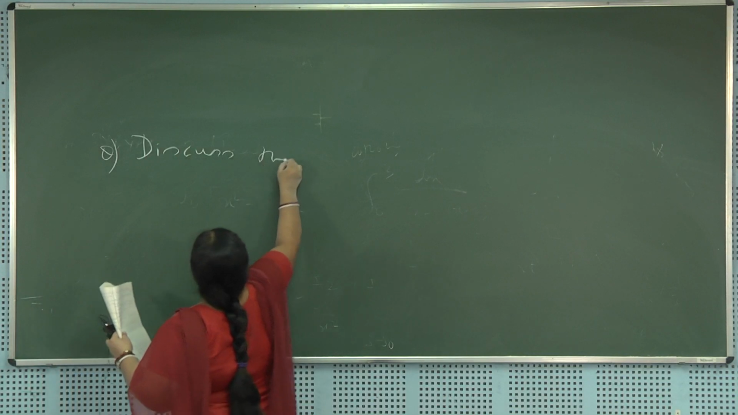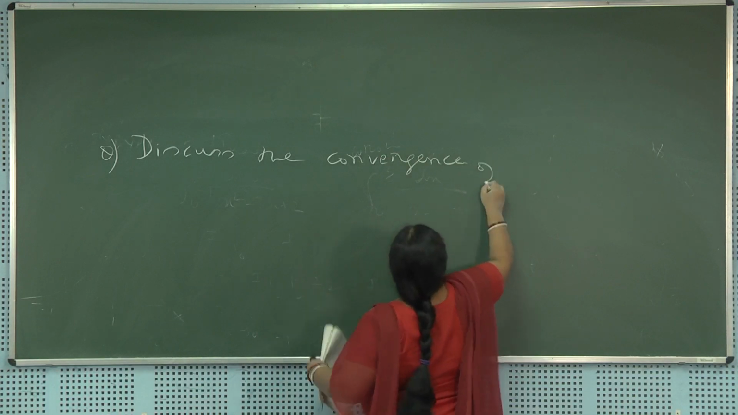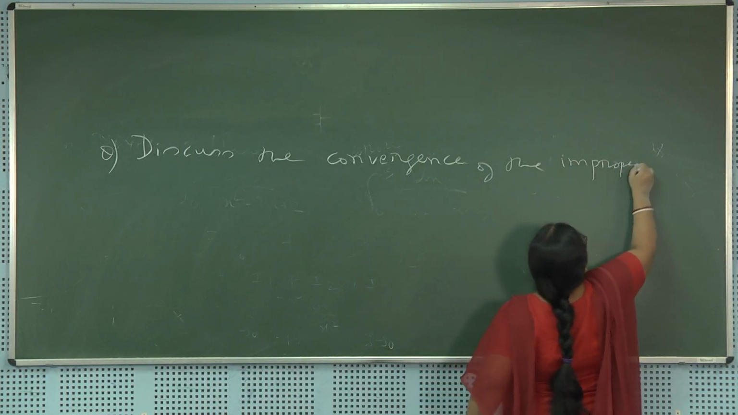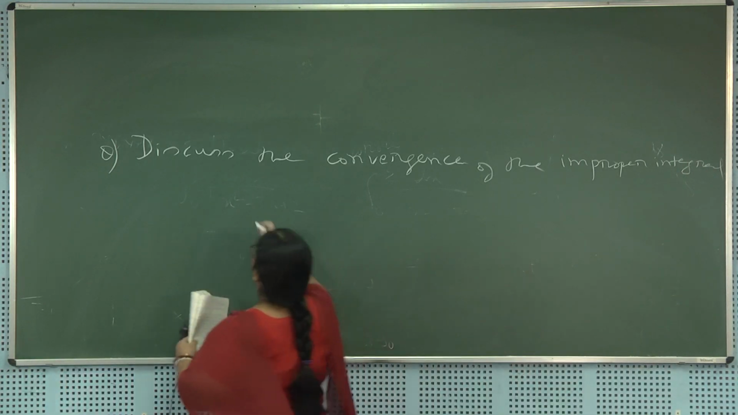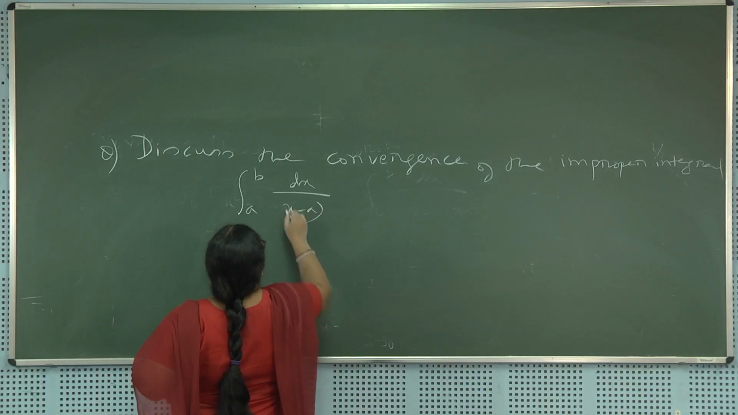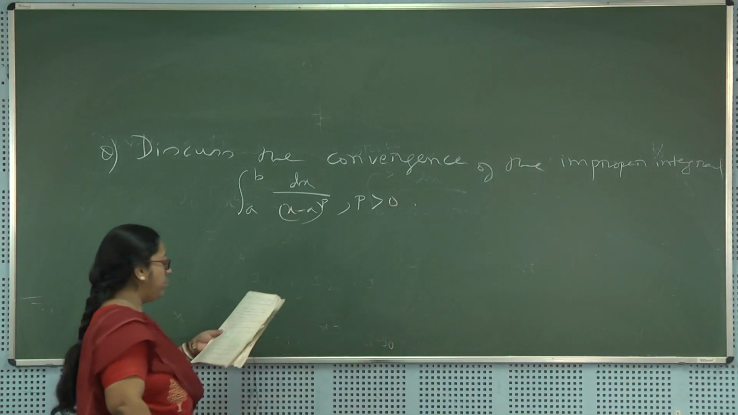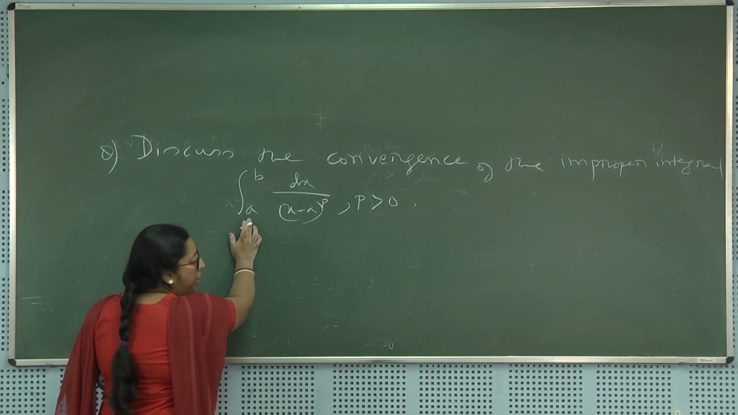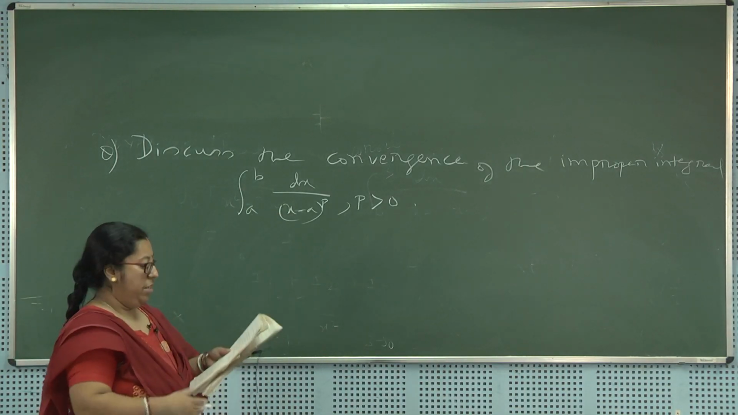the convergence of the improper integral a to b dx over (x minus a) to the power p, p positive. Here you can see the discontinuity is at the lower limit. Similarly, we can have a p theorem when the discontinuity is in the upper limit, say it is (b minus x) to the power p, then what will happen?